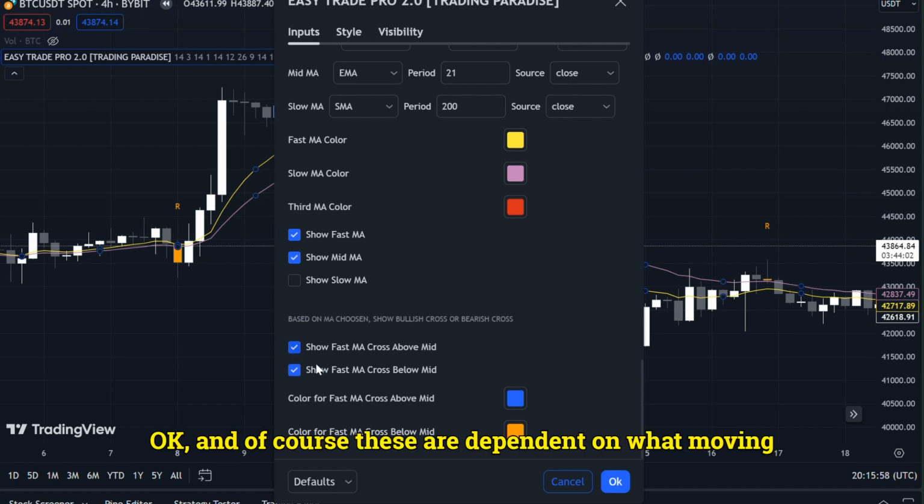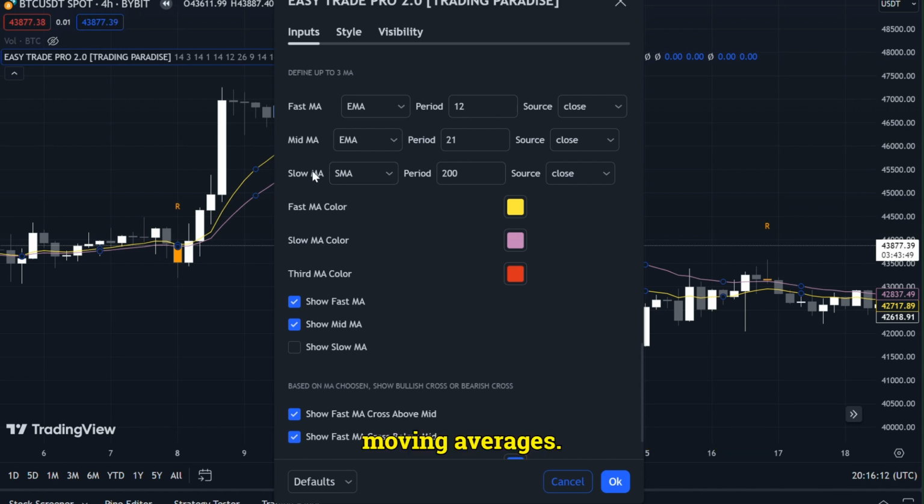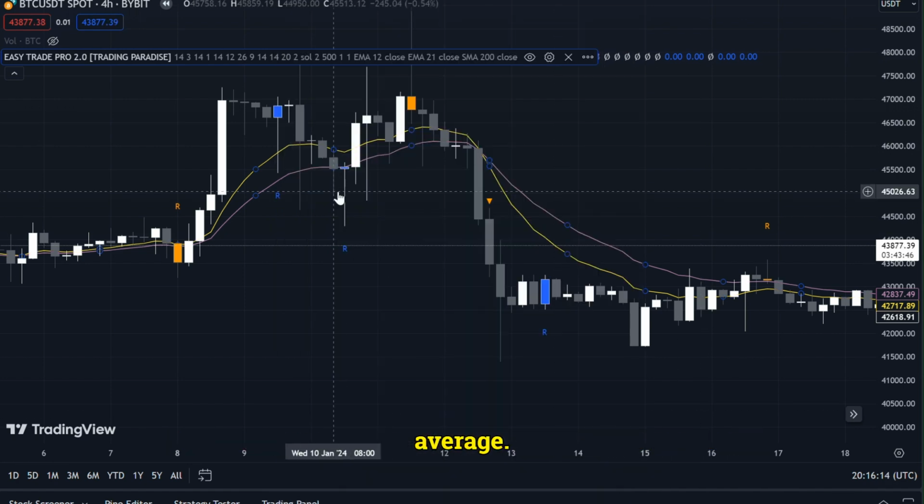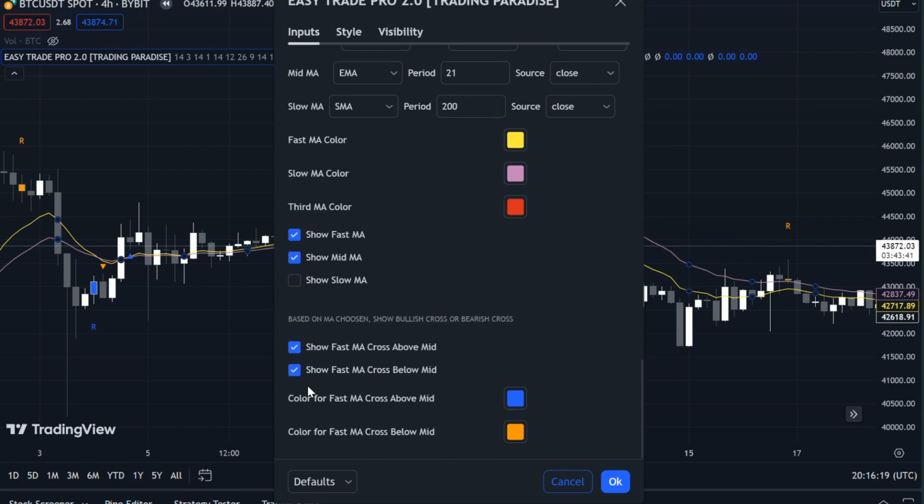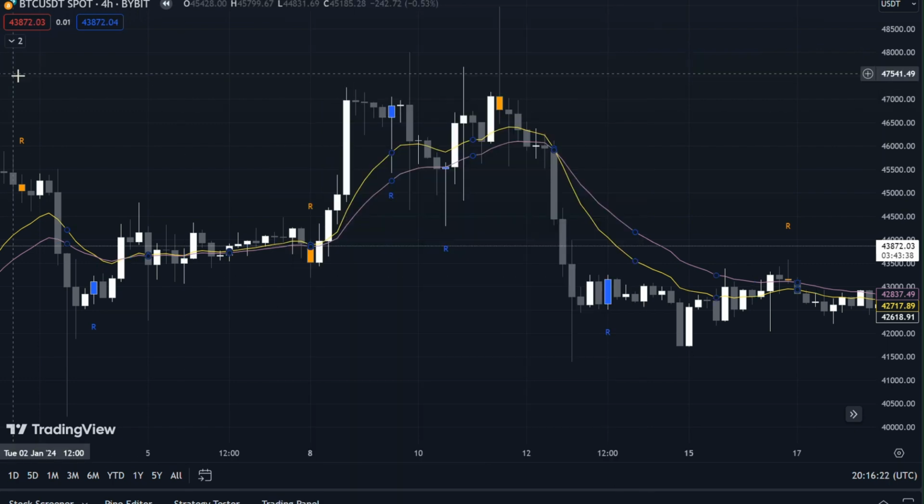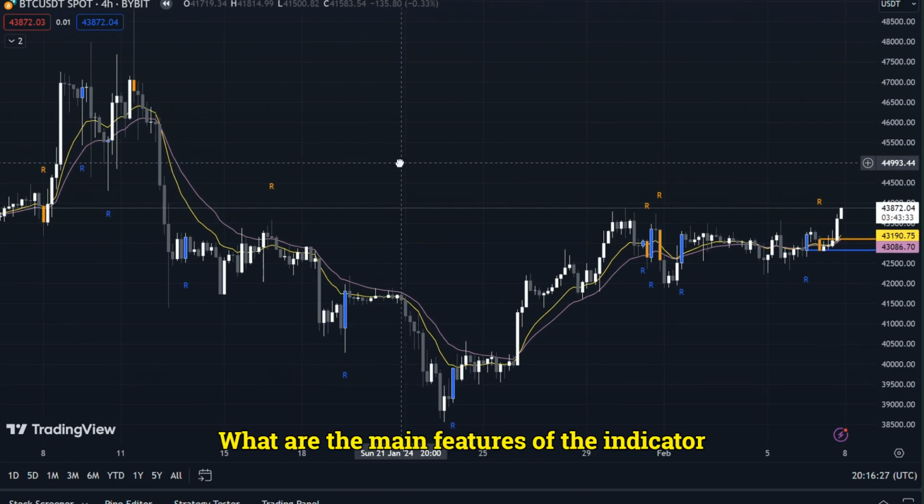And of course, these are dependent on what moving averages you're selecting, but those signals are only based on the fast and the mid moving averages. It's not counting any cross with the slow moving average. So this is more or less what are the main features of the indicator.